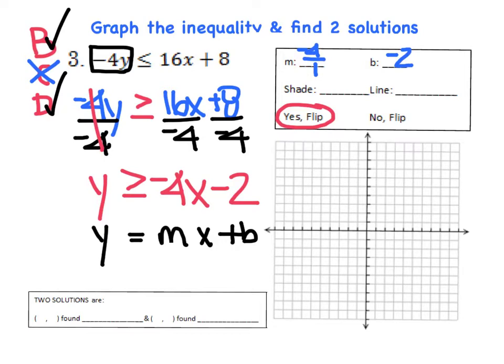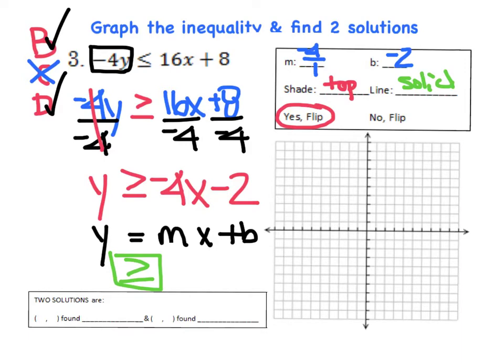Notice I need to pay attention to what kind of inequality sign I have here. Okay, it's greater than or equal to, which tells me two things. If it's "or equal to," that means it's a solid line. What gives that away is the fact that it has a solid line underneath it. And because it's greater, if I'm the greatest, I'm going to be shading on top or above. I'm above everybody. So we have pretty much all our information.